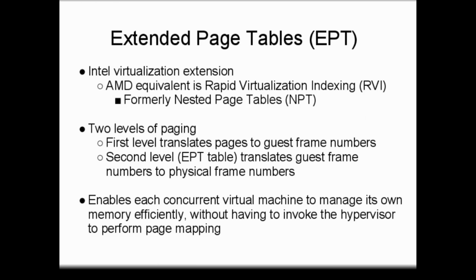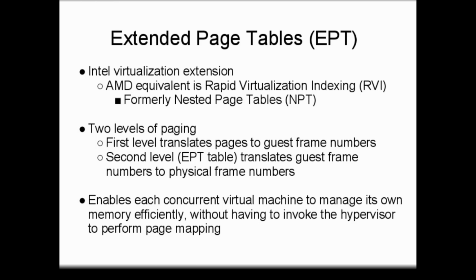On newer x86-64 systems with virtualization extensions, hardware support exists for extended page tables, or EPT. AMD and Intel each brand this technique with a different name. AMD uses the term Rapid Virtualization Indexing, or RVI, on newer CPUs. They used to call this technique Nested Page Tables, or NPT. Intel uses the Extended Page Tables terminology.